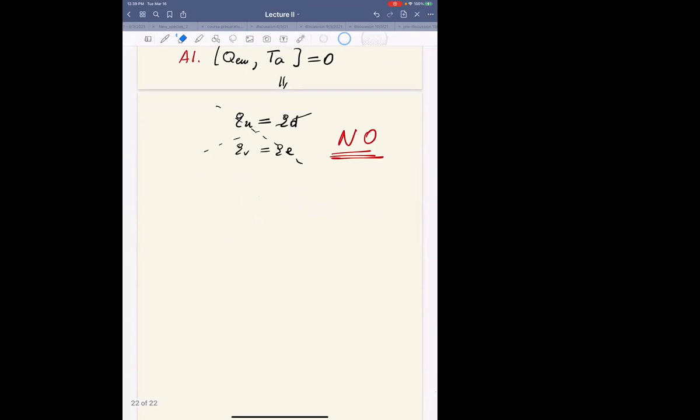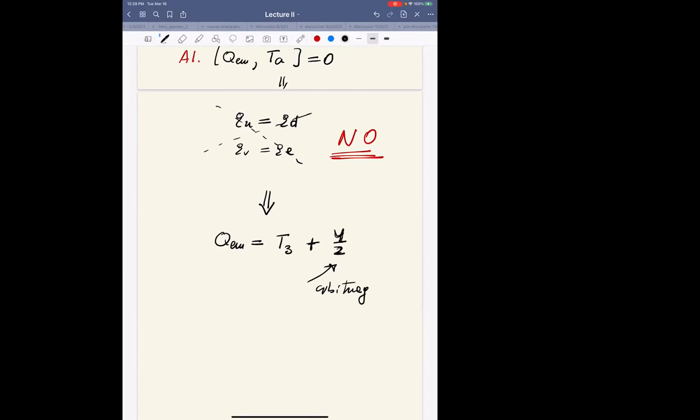We now have a fundamental prediction of the Standard Model, of Glashow's work: Q electromagnetic must be some combination of T3, with coefficient 1, and some combination of hypercharge. I don't write the coefficients here because this is completely arbitrary, any number I wish. So this way I can normalize it any way I want.